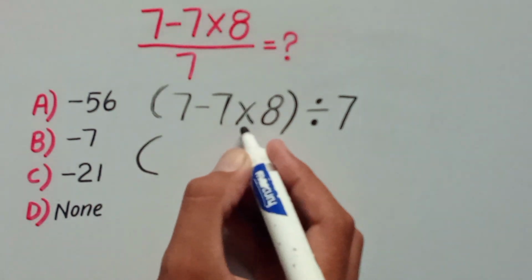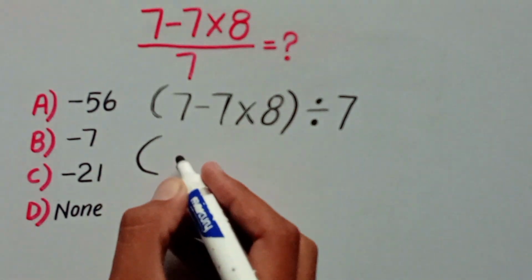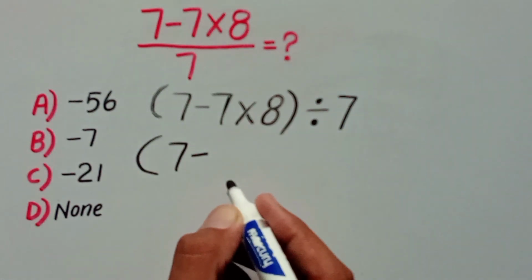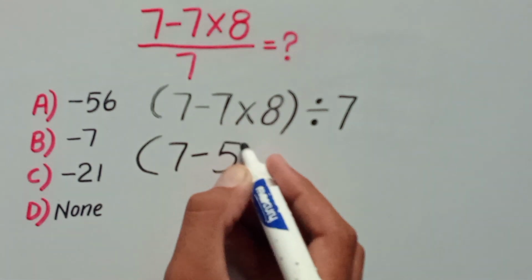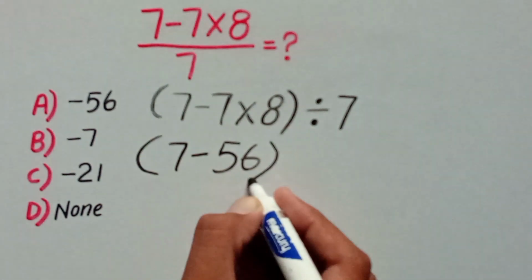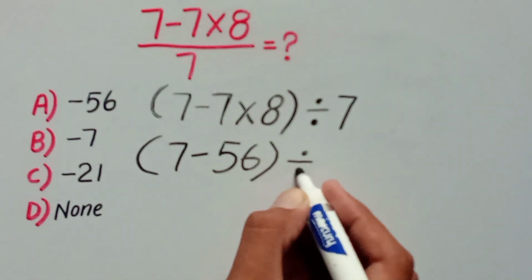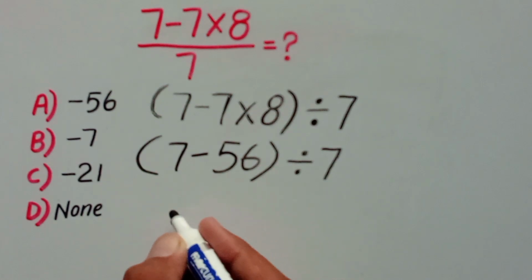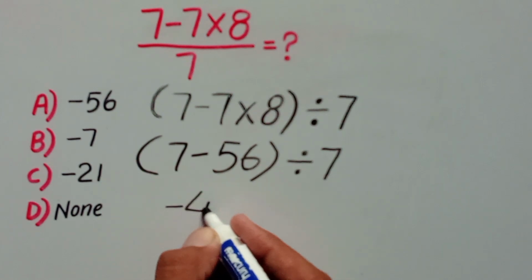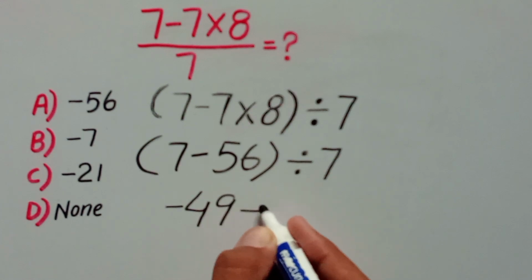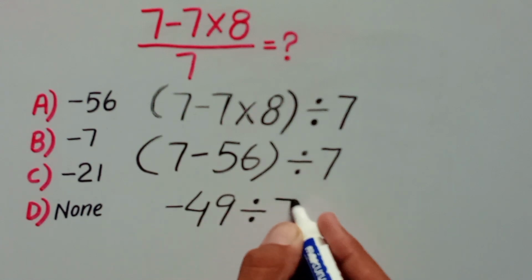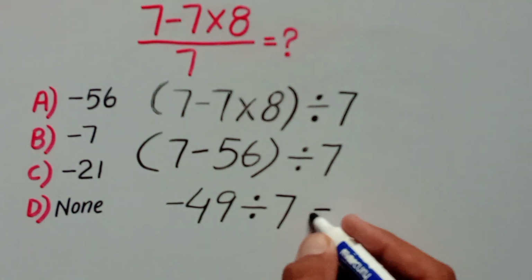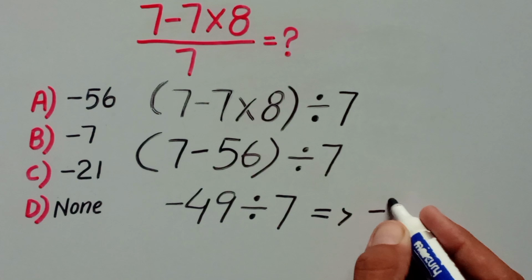So here multiplication has higher priority than subtraction. So I can rewrite 7 minus 7 times 8 equals 56, close parentheses, divided by 7. Now 7 minus 56 equals minus 49, divided by 7. Now minus 49 divided by 7 equals minus 7.